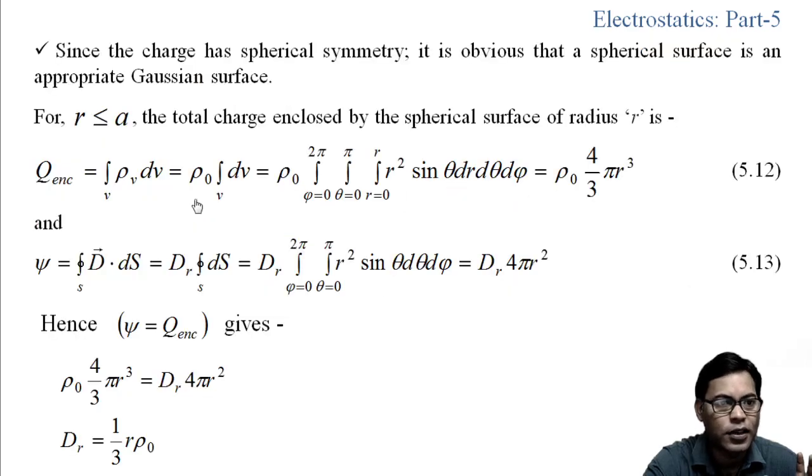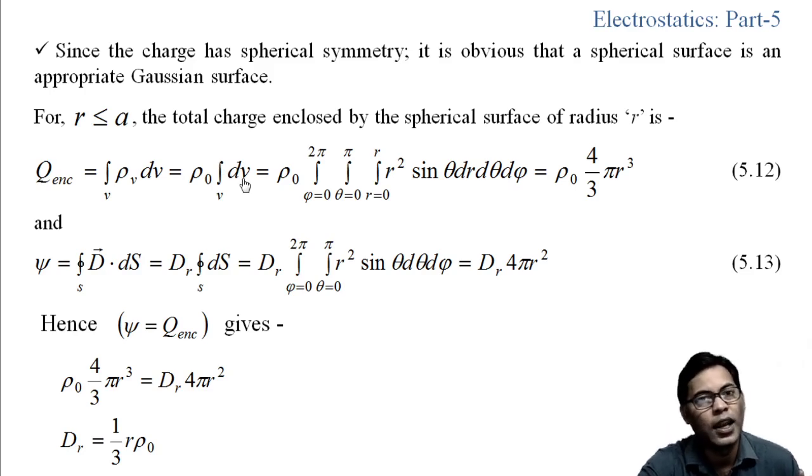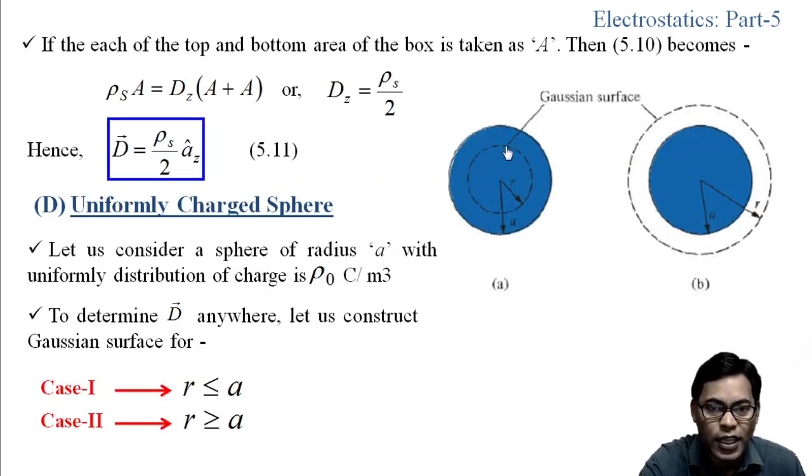So we need to calculate the charge enclosed by that surface. So here the Q enclosed will be the volume integral of rho v dv. So that rho v, that is given as rho naught, we have taken volume integral of dv. Now we can calculate the volume integral using the spherical coordinate system. So rho naught is taken outside the integration, that is integration of phi equals 0 to 2 pi, integration of theta equals 0 to pi, integration of r equals 0 to r. Here because we need to calculate the charge inside this Gaussian surface, that is why r is taken from 0 to r, not 0 to a.